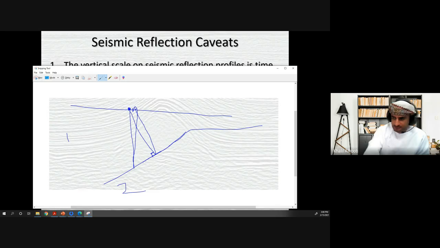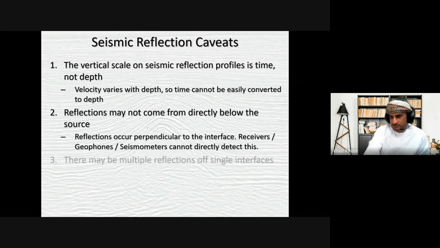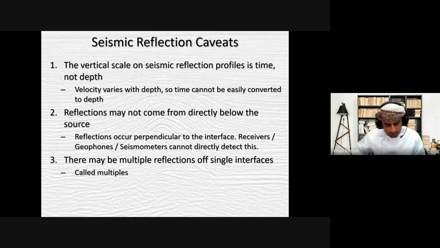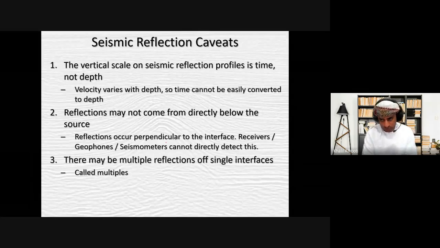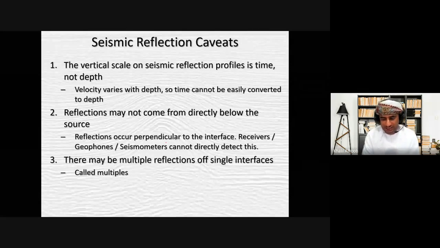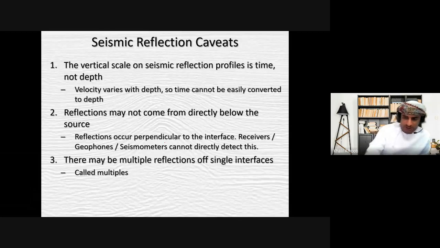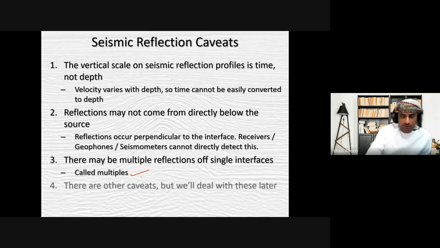That's the interface. This is reflection perpendicular to the interface. The receiver, the geophone, cannot directly detect that. Another very problematic drawback, which we studied: we consider as noise the multiples. Multiple reflections are problematic. We call them multiples. They are not true reflections. They are not primary reflections.